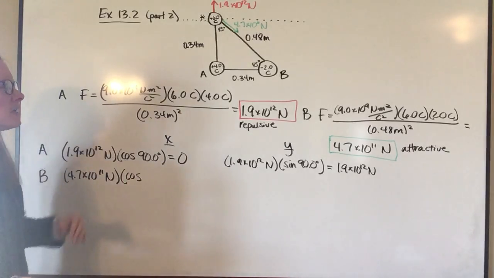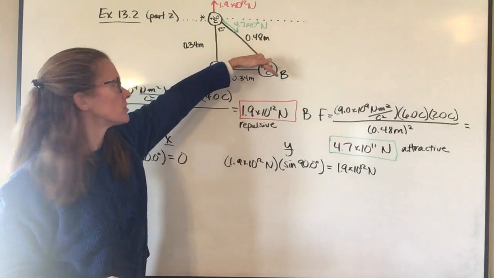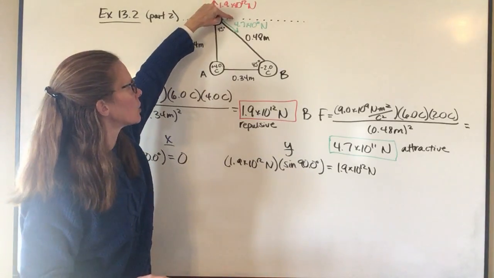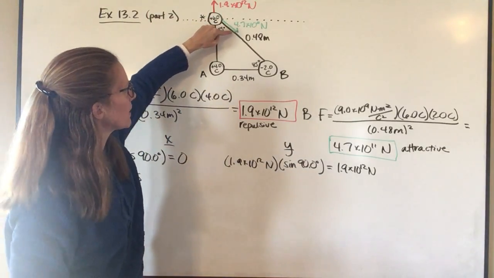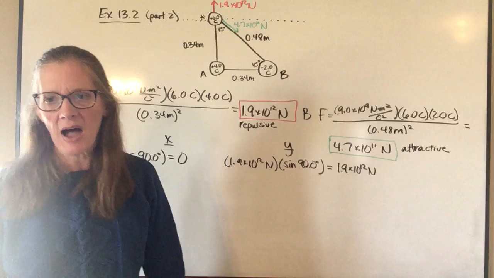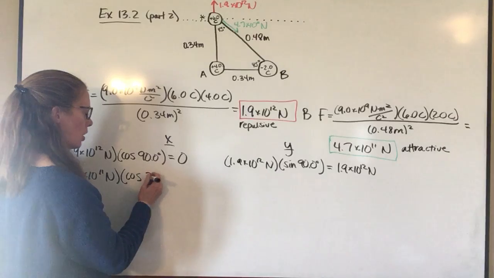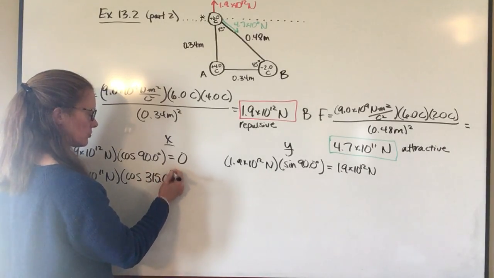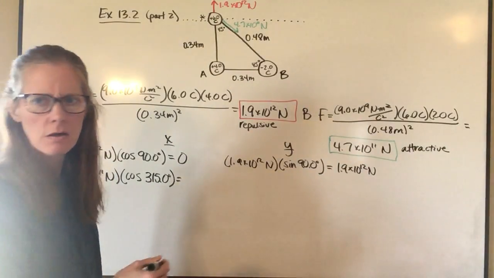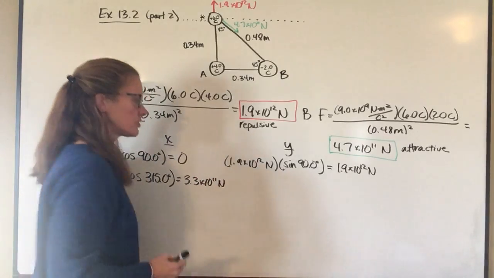Now, what angle am I going to be using here? Well, this vector is pointing down this direction, and it's 45 degrees from the horizontal. But remember, I have to start here and go around this direction. So I have 90, 180, 270, plus another 45, which is going to give me 315 degrees. Okay, so I need the cosine of 315 degrees, and that will give me 3.3 times 10 to the 11th newtons.